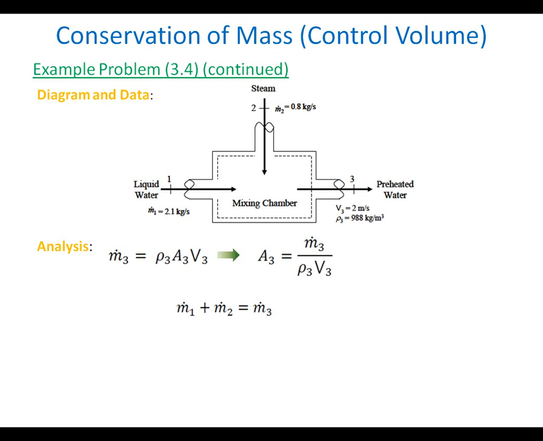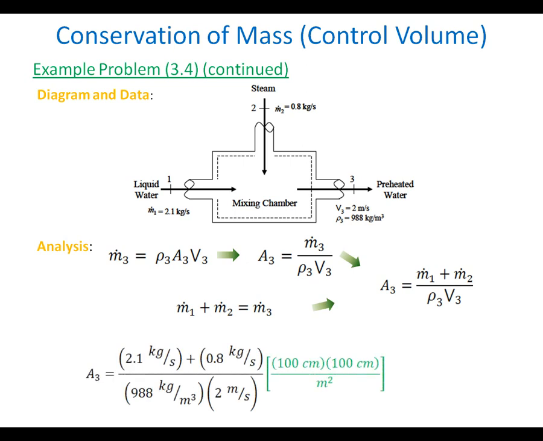If we combine these equations, we can get that cross-sectional area at 3 is going to equal mass flow rate 1 plus mass flow rate 2 divided by the density at 3 times the velocity at 3. So let's plug some numbers in. Key to remember is we need to do our conversions, because it wants the answer in centimeters squared, and this is going to give it to us in meters squared.